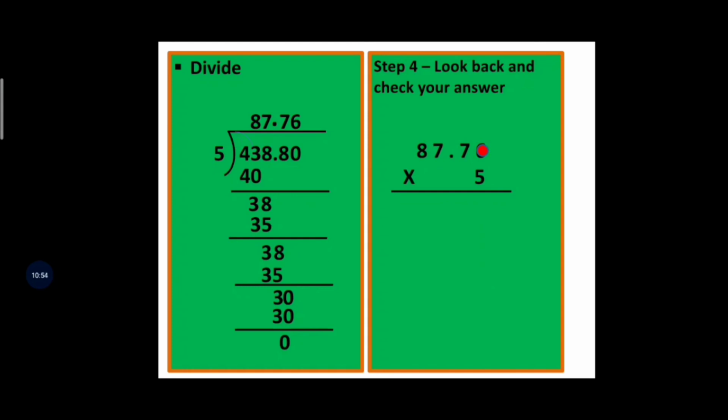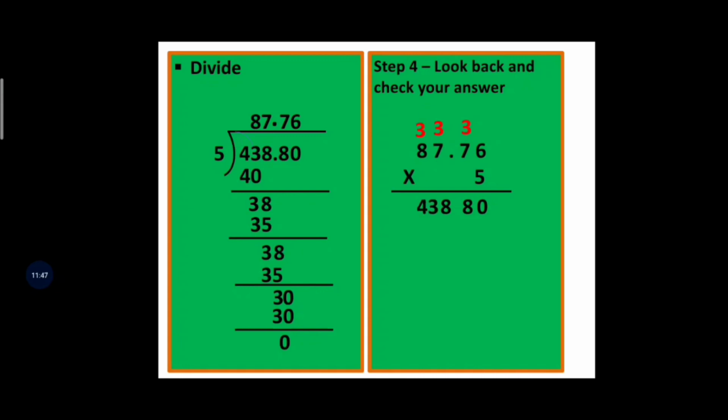Multiply now. What is 5 times 6? 5 times 6 equals 30. Then carry 3. Then after that, multiply 5 times 7 equals 35 plus 3 is 38. Then carry 3. Then multiply now 5 times 7 equals 35 plus 3 equals 38. Then carry 3. Then multiply 5 times 8 equals 40 plus 3 equals 43.